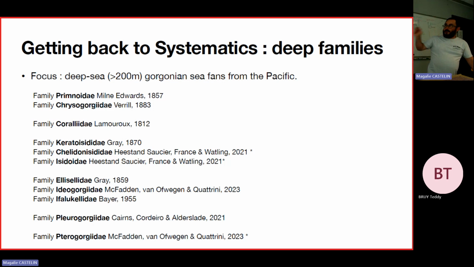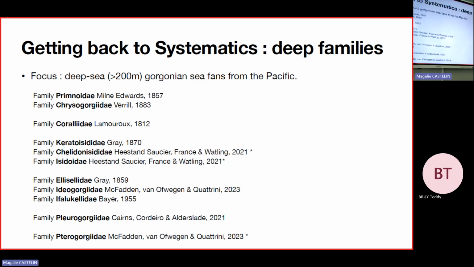So these are the families that are valid as of today, based on the revisionary work by Cathy McFadden, Lynn Van Ofwegen, and Andrea Quattrini. They are families of Octocorallia that have a solid calcified skeletal axis and occur in the Pacific in deep water. So this is why it's a subset. I group them artificially. Both are sometimes called golden coral, I see it for Chrysogorgidae and for Primnoidae, golden corals.